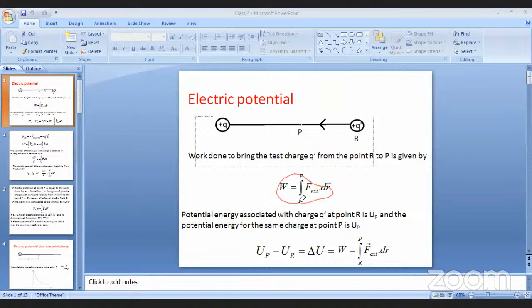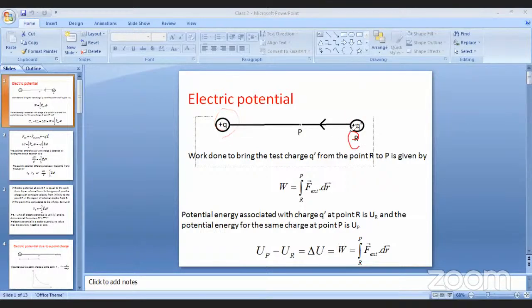So this is the work done, and here actually what is the amount of work done to bring the charge to this point P? That work done is actually the potential energy associated with this point. Because you are doing some work against the electric field of the source charge, and whatever work you are doing, it is stored as electric potential energy. So when you take this point R and you have brought this test charge from a point of infinity to this point R, you would have done some work against the electric field of this source charge.